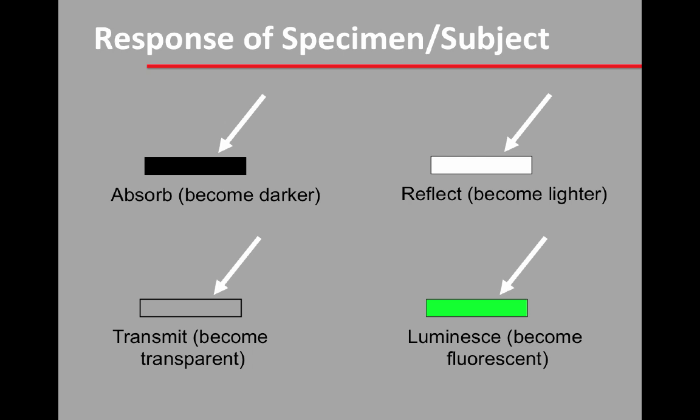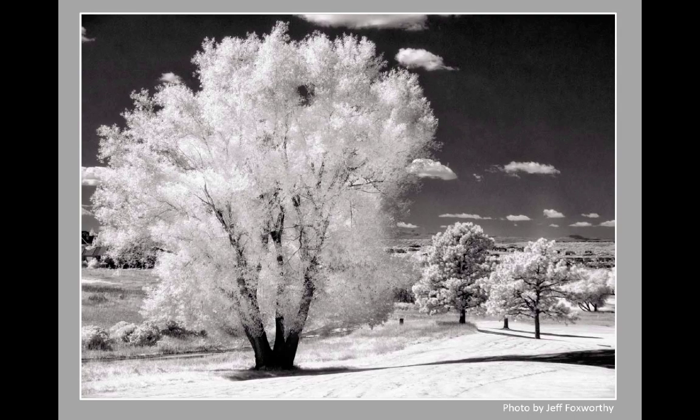So let's have a look at some of the responses that can happen with any type of photography, including infrared. This is your stock standard sort of landscape photograph that we were talking about before, and this tree is a beautiful example of that absorption and reflection difference. The trunk and the branches are absorbing the infrared while the foliage is reflecting it, due to the large amounts of chlorophyll in the plant specimen itself.